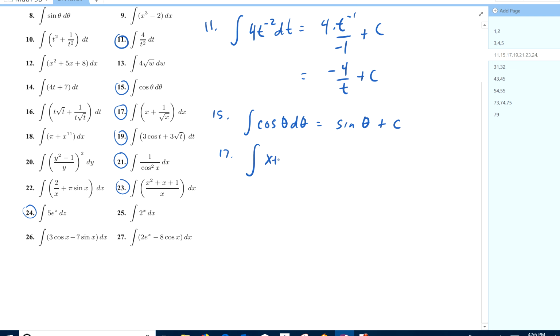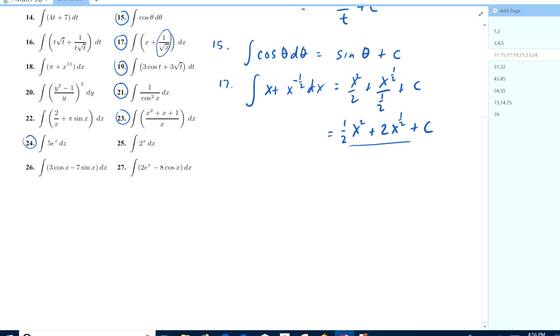17. Integral of x plus, and I know this is a power of x, it's actually x to the negative 1/2. And the sooner you can recognize those things, then these problems become a lot easier. So that becomes x squared over 2 plus x to the 1/2 over 1/2 plus a constant, and if I simplify it becomes 1/2 x squared plus 2x to the 1/2, which is the square root of x.